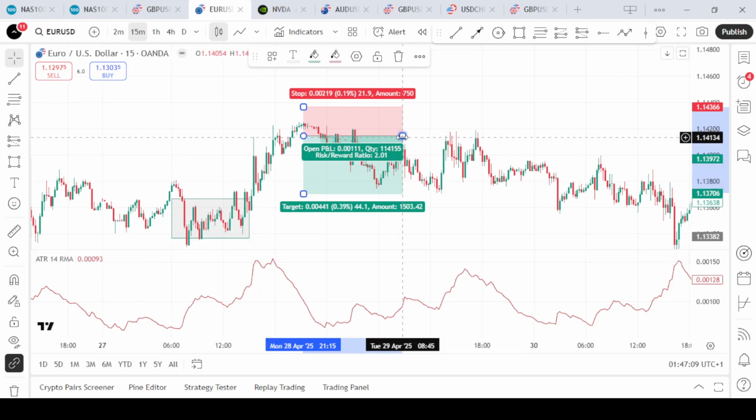So your 1.14142 plus your 0.00106. When you add this, it will give you a good area for you to place your stop loss.